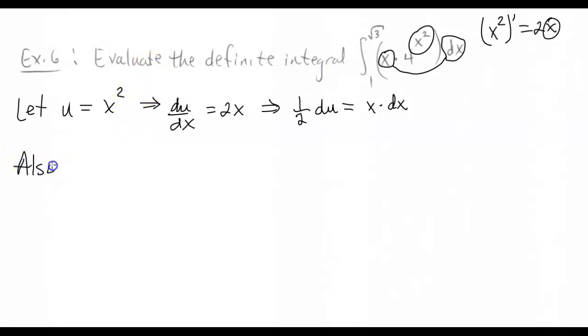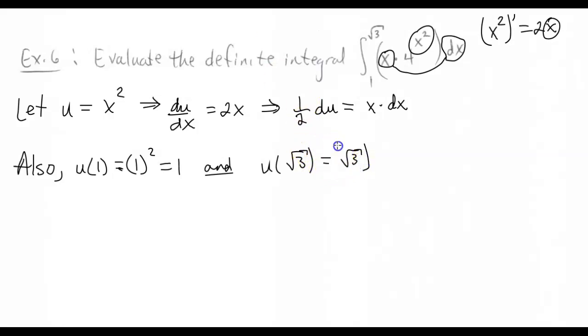So here we'll say also, we know that u of 1, because again, 1 is the lower limit, will be the same as 1 squared, which is 1. And we also know that u of square root of 3, it's just going to be square root of 3 squared, which would just be 3.